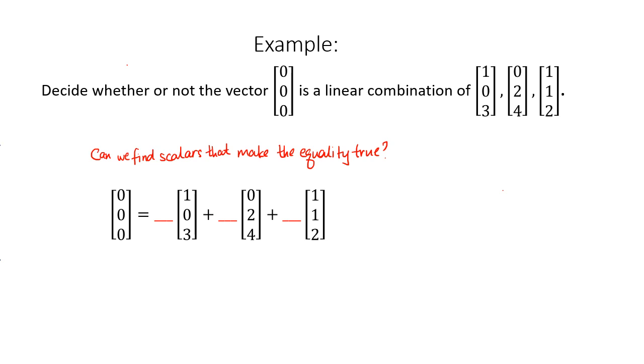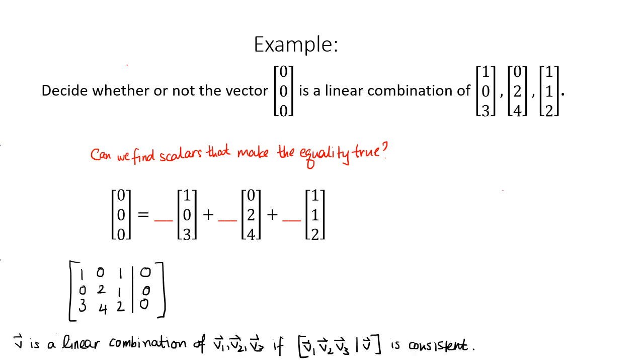Now, you may be able to sometimes guess scalars that work. In this case, you might take a guess at some that work, but we also have the option to solve it in a way that we solved the last problem. What we can do is put these guys as columns of a matrix where we augment with this vector. And what we're going to do is row reduce to see whether or not we get a consistent system.